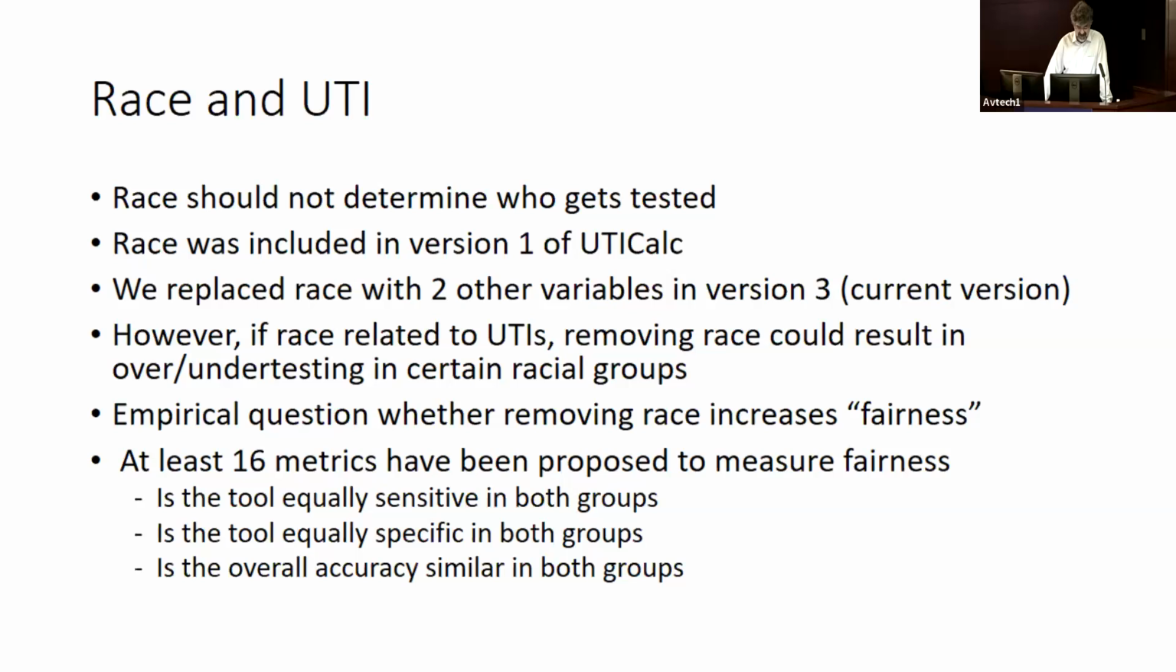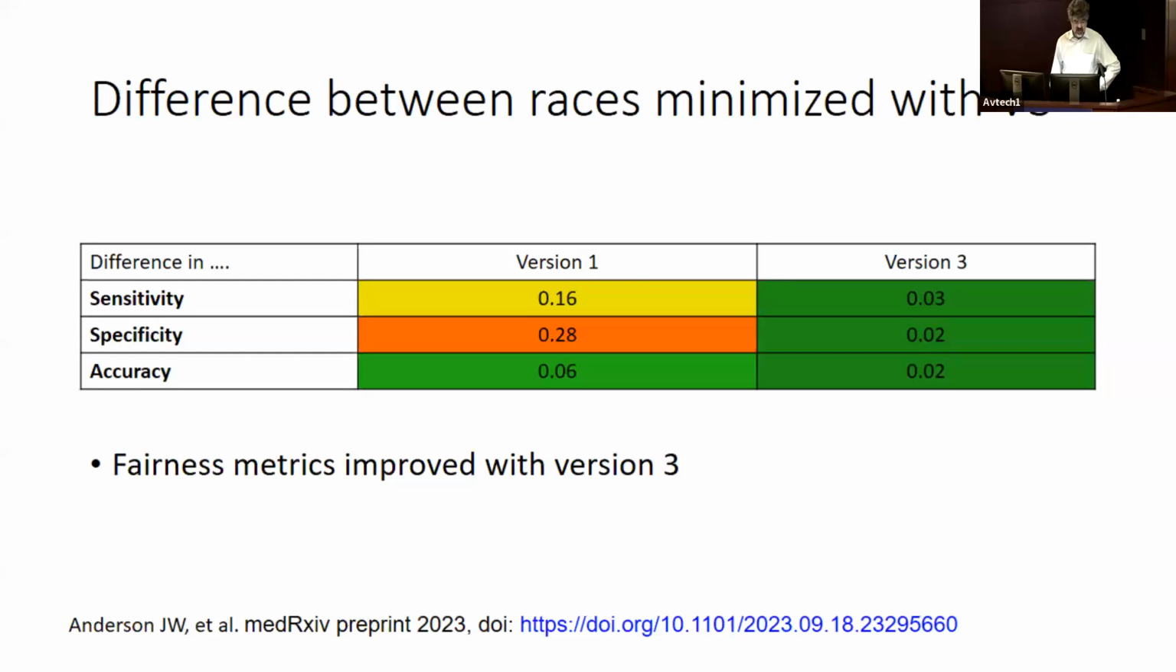So these folks took these 16 measures and looked at version 1 of the calculator, which had race in it, and version 3, which didn't. I'm just listing 3 examples on the bottom here, which I could understand out of the 16, but basically you want the tool to be equally sensitive in both groups, African Americans and whites. You want it to be equally specific, and equally accurate. It should perform the same. So the difference should be 0 in sensitivity, specificity, and accuracy. When we looked at version 1 versus version 3, you want numbers close to 0. That would be better, or dark green. And you don't want anything red or orange or yellow, because that means the difference is higher.